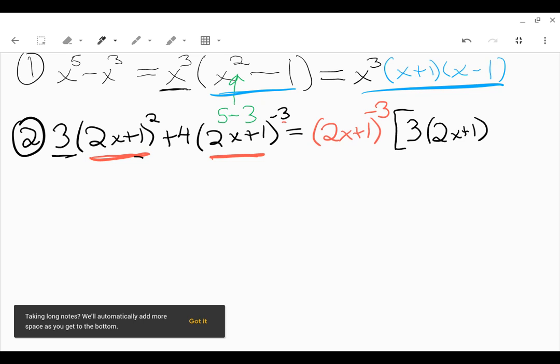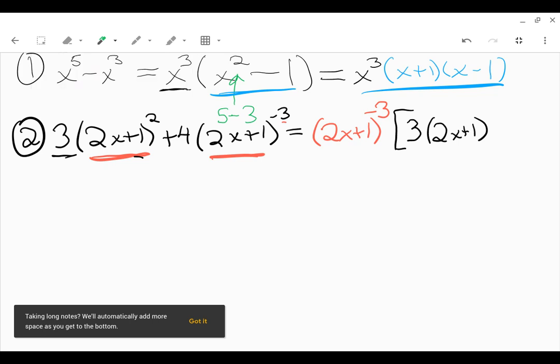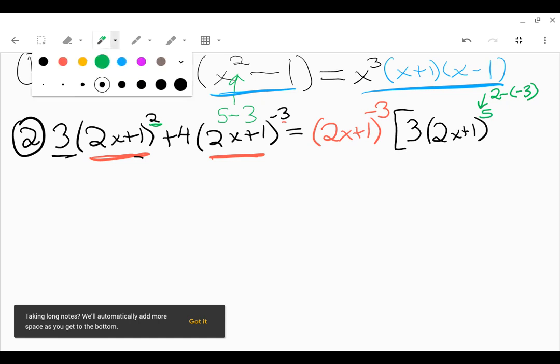Now, when I'm figuring out exactly what power I have left over, we can do the same thing we did in that first example, which is subtract. So here we can say, okay, we started with the second power right here. We factored out the negative 3 power, so you should subtract the negative third power. And so that actually becomes 2 plus 3, so this is 2x plus 1 to the fifth power.